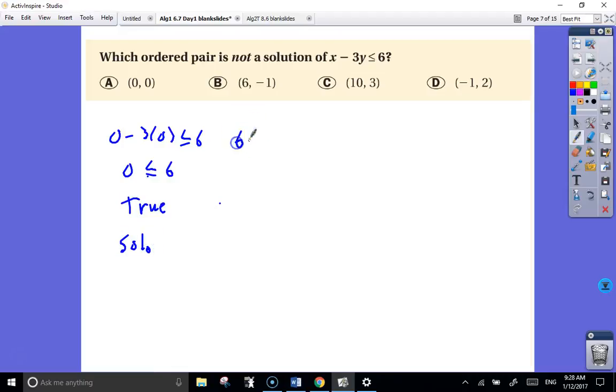6 minus 3 times negative 1 is less than or equal to 6. That'll be 6 plus 3 is less than or equal to 6. 9 is less than or equal to 6. False, right? So that's not a solution.